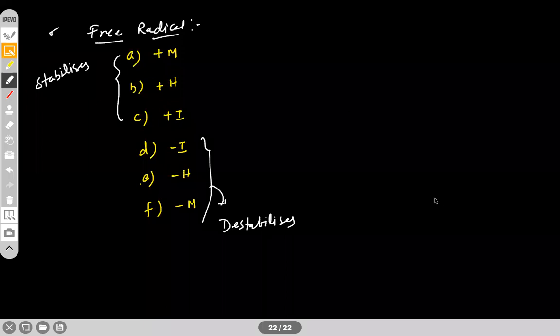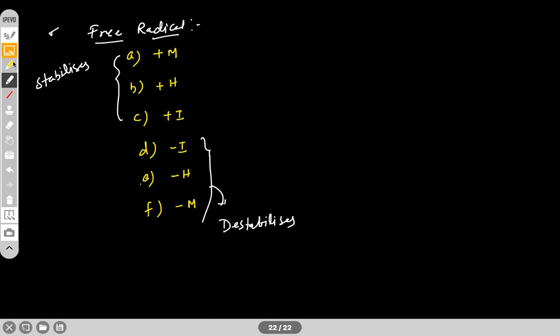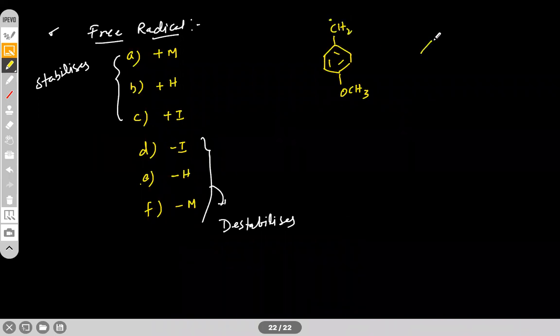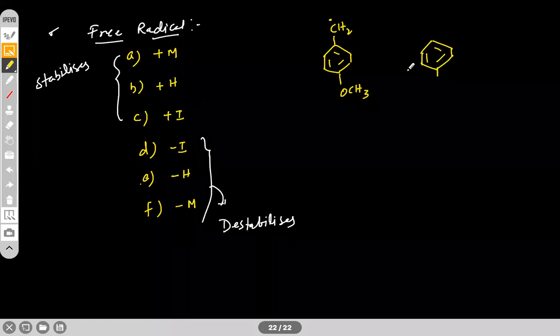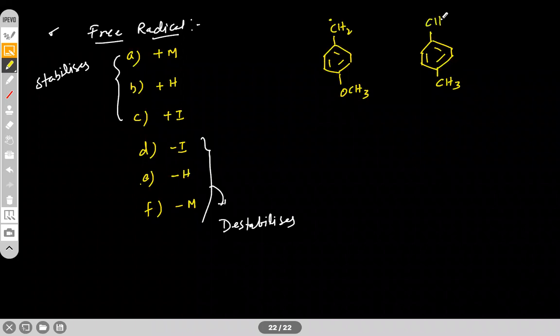These three stabilize, these three destabilize. So all the examples that we have done, if you remove the positive charge and add one radical, you will get the same questions for free radical. So for example, you see we have OCH3 here, and here we have CH2 radical. It is exactly the same. We won't do much in this. We'll have CH3 and CH2 radical. Tell me the order here.